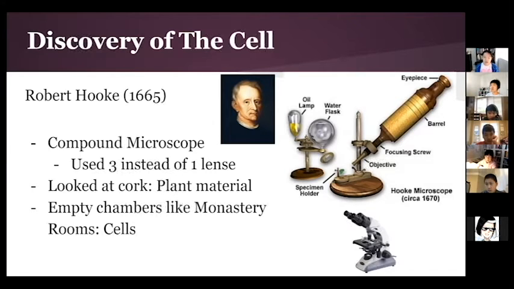So he was looking at corks, and corks are actually made from plant material. And while he was looking at them carefully, he noticed that there were empty chambers, kind of like rooms in monasteries. And then he realized, oh, I know what this is. This is a cell.